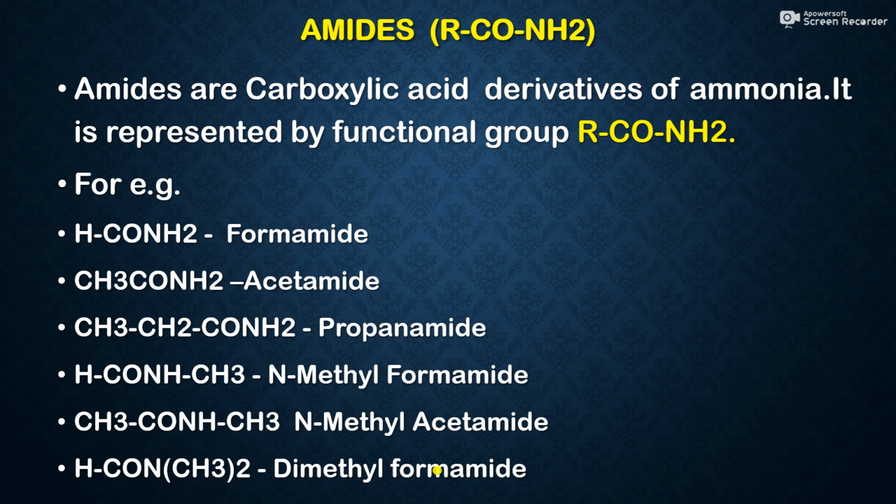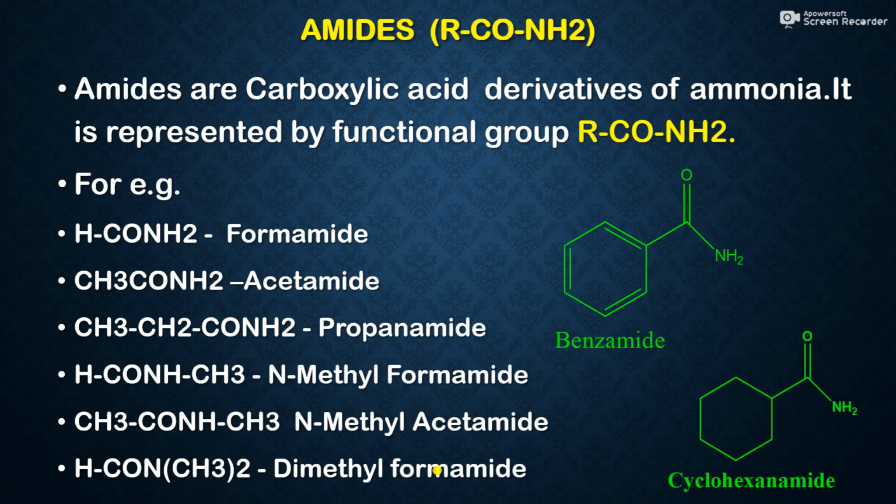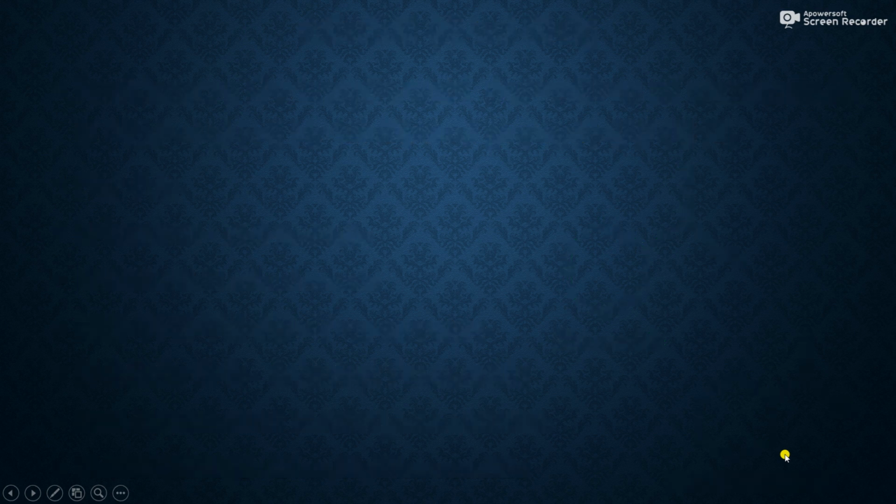It is a very well known solvent in different industries or different organic conversions. So friends, this is a benzamide. This compound is made up of benzoic acid and ammonia, therefore known as benzamide. And this is one alicyclic amide, that is cyclohexanamide. So basically it is cyclohexane carboxylic acid, and when treated with ammonia it gives cyclohexanamide.